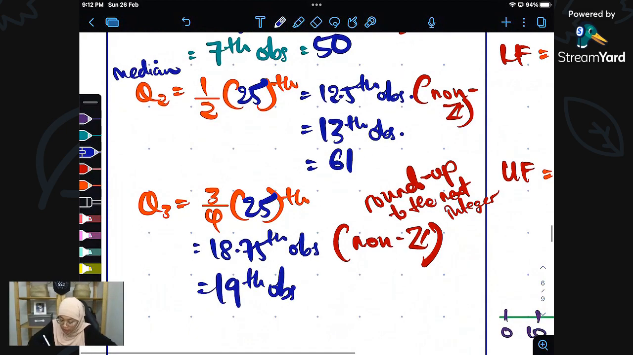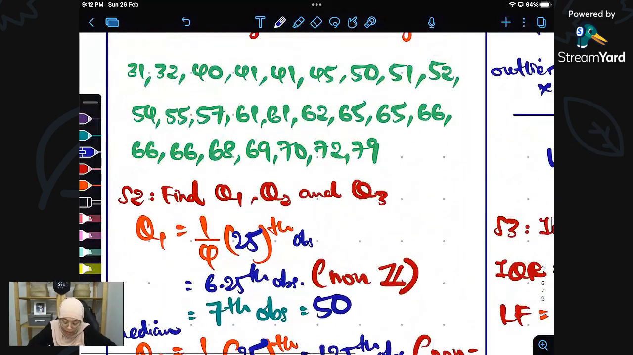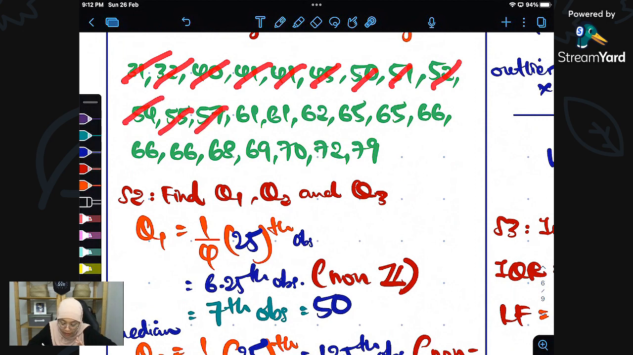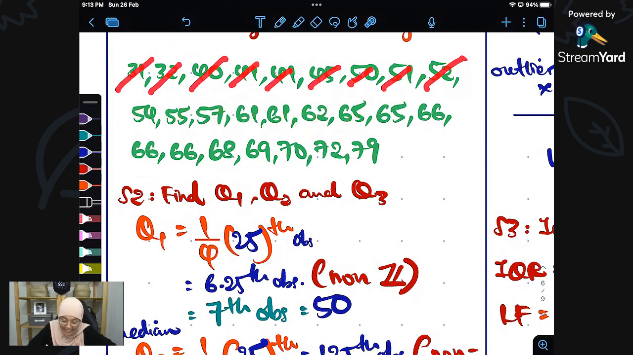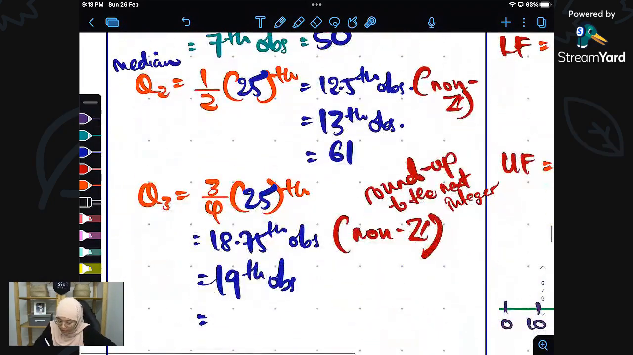Which one is the 19th observation? 1, 2, 3, 4, 5, 6, 7, 8, 9, 10, 11, 12, 13, 14, 15, 16, 17, 18, 19. Yeah, we want 19. So we want 19. 19 is 66. So 66 is the answer.